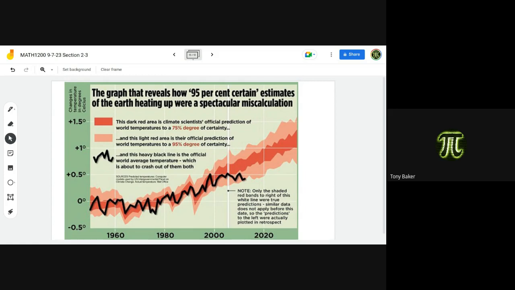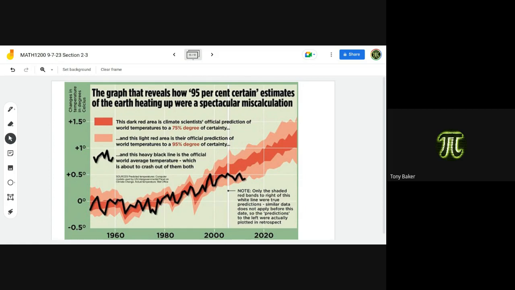This one's got a little bit of statistics in it, which is a good thing. We've got the dark red, which says that it's a 75% degree of certainty that that's where it's going to be. We got the lighter red, which is a 95% degree of certainty. So scientists are 95% certain that the temperature is going to be somewhere in that lighter pink range, including the dark, that whole range.